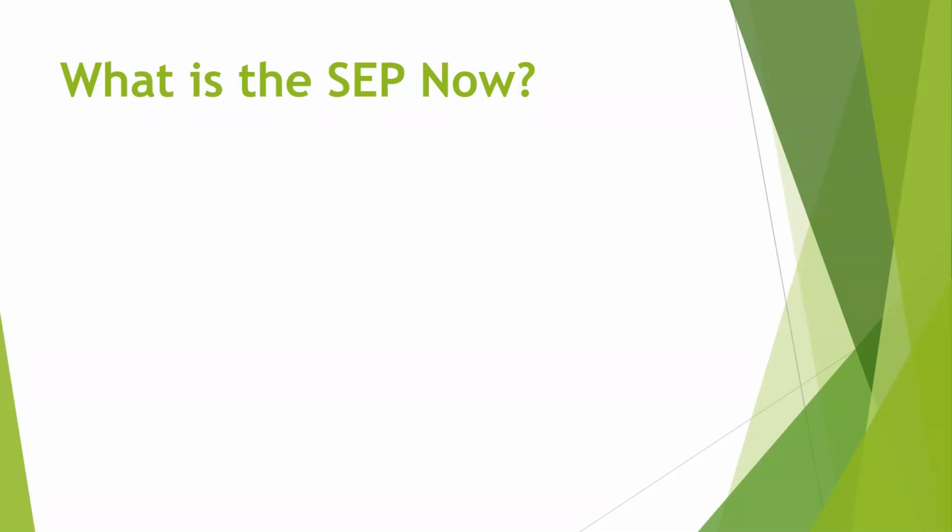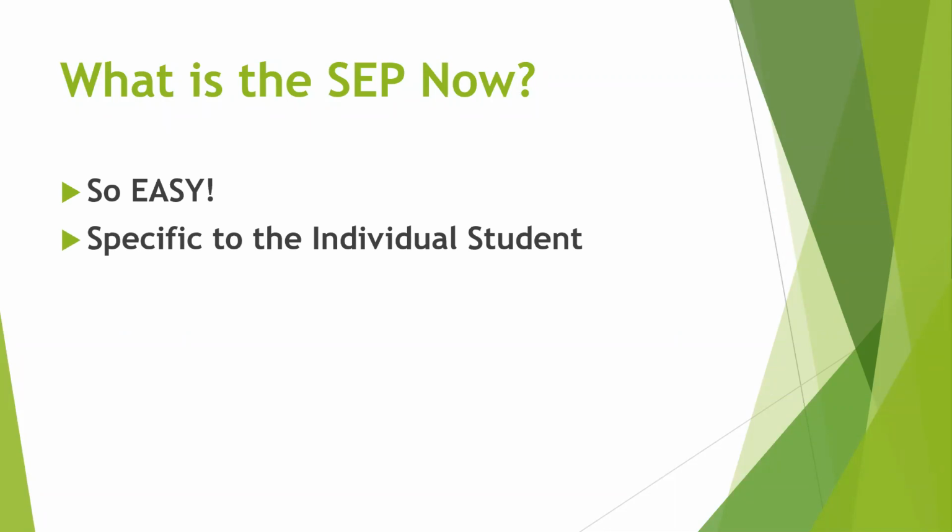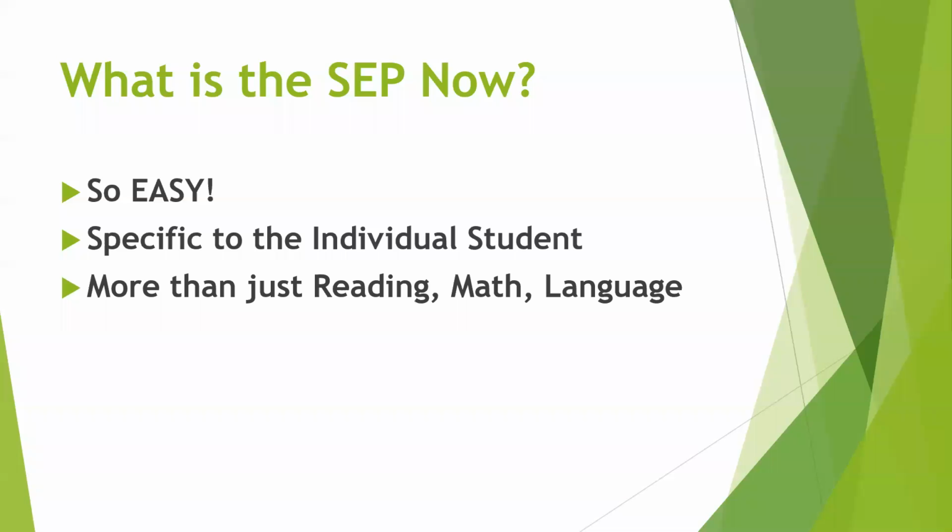So the SEP that we use now, the interactive SEP that I'll show you today, is easy to use. It's interactive. All you have to do is click on things, choose from menus, and it does all the work for you, which is really nice. It is specific to the individual student because each one can be created based on a student's test scores. It has more than just reading, math, and language, although that is sort of the focus because that's what TABE testing and other things do, those 3 subjects.